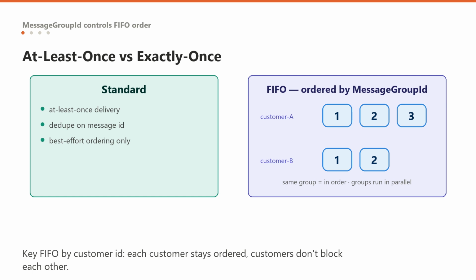Standard also only promises best effort ordering. FIFO queues are exactly once processing within a deduplication window, and strictly ordered. Ordering in FIFO is controlled by the message group ID, and messages in the same group are delivered in order, one at a time, while different groups run in parallel. So if you key by customer ID, each customer's events stay ordered, but customers don't block each other. That message group ID detail is exactly what senior interviewers are listening for.